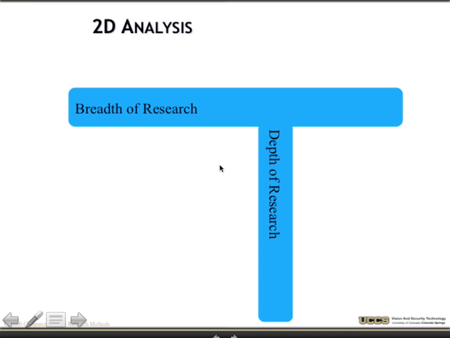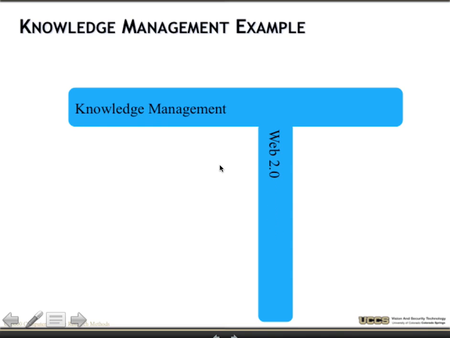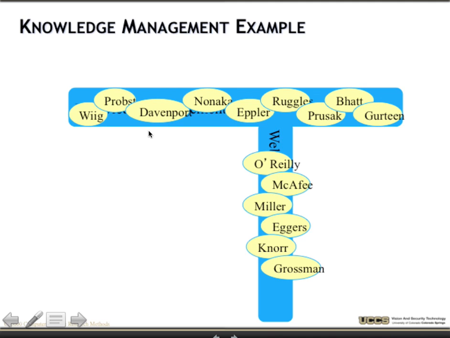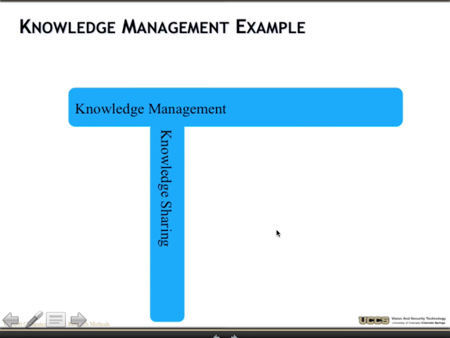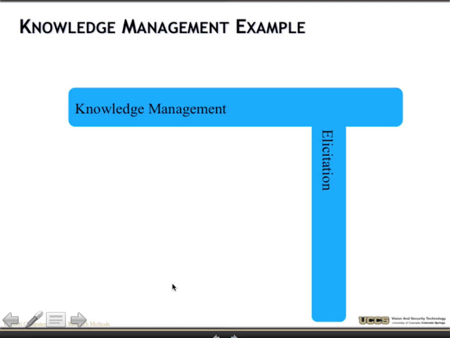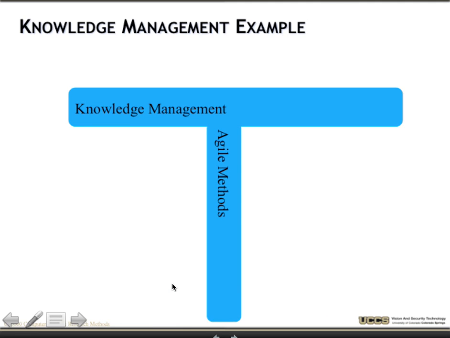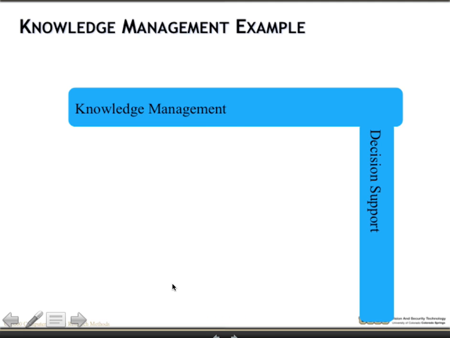And then, of course, we got to come back to the depth of the research. So the depth might be choosing one sub-area where you have Web 2.0. And when you're looking at things, you might end up with a bunch of references. You get some set of references that are crossing the breadth, and then more and more references that are going deep in your area. Of course, different sub-areas, if I was in knowledge sharing or knowledge maps or elicitation, agile methods, any of these could end up being this.